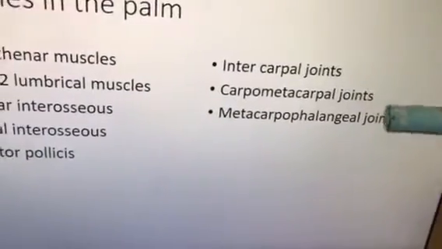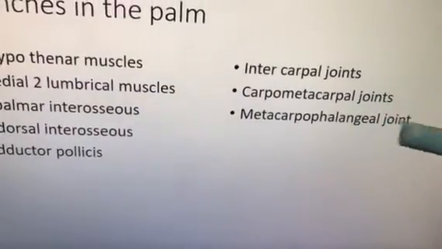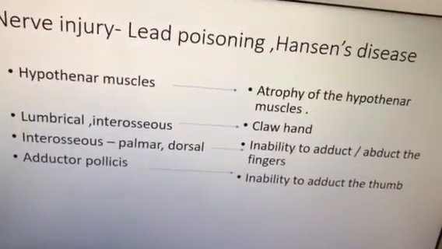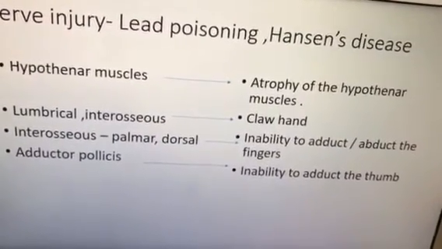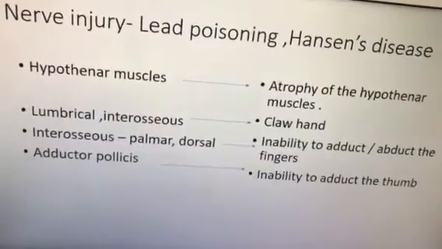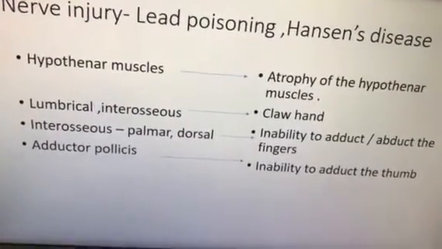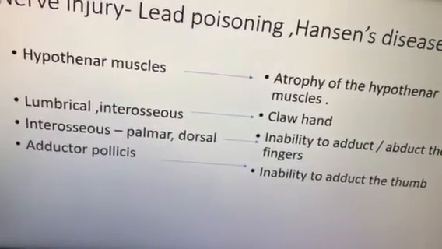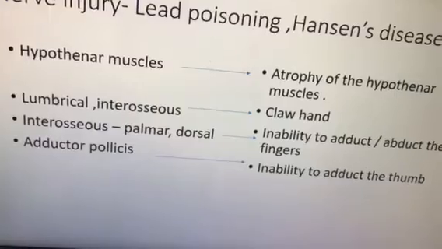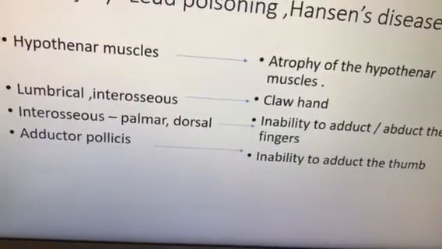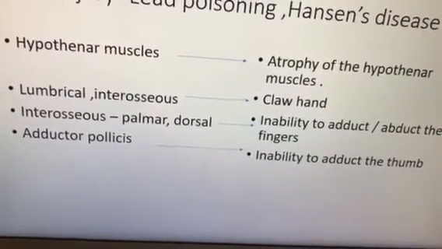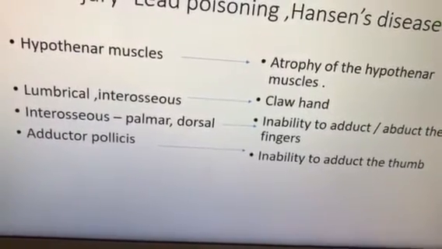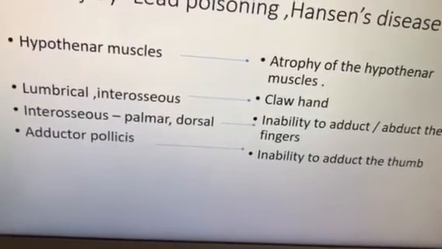Along with that you can write the joints: intercarpal joints, carpometacarpal, metacarpophalangeal joints, all the nearby joints you can write. And then nerve injury. If hypothenar muscles are paralyzed, what will happen? Definitely the muscles will be atrophied. In median nerve palsy, thenar muscles will be atrophied. Here hypothenar will be atrophied, and lumbricals and interosseous will be atrophied. So the action of interosseous is PAD, DAB. P for palmar interosseous, A for adduction; D for dorsal interosseous, abduction. So what will happen? Both adduction and abduction will be lost.